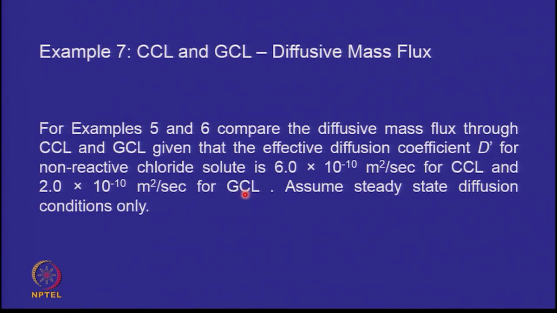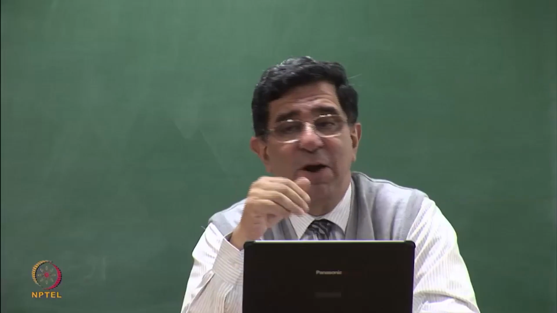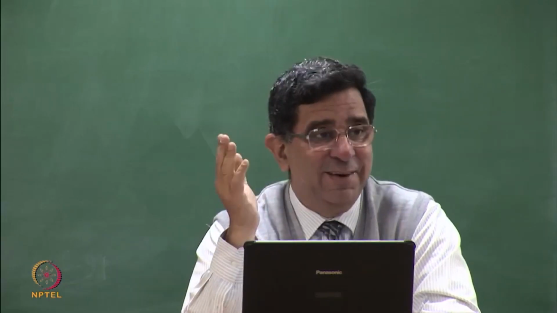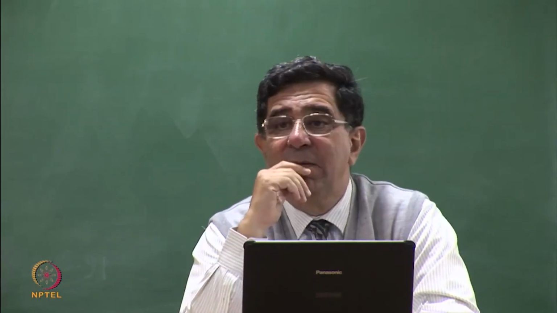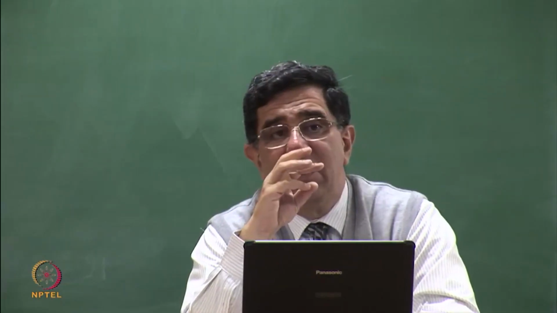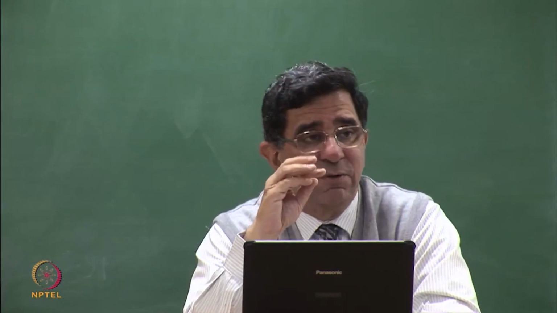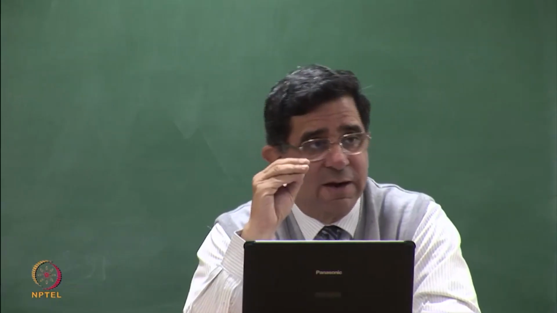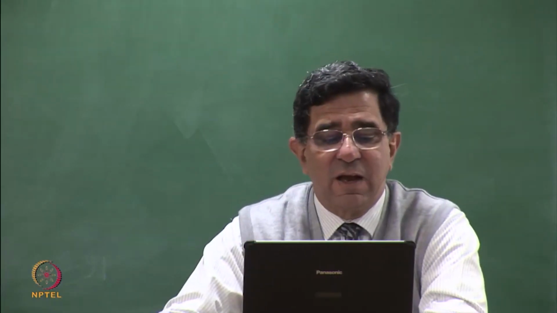permeabilities can vary by 100 times or 1,000 times: 10 to the power of minus 7, 10 to the power of minus 9, 10 to the power of minus 13, right? But diffusion coefficients within the soil will vary not more than an order of magnitude: 2, 4, 6, 8. So here it is 6 and here it is 2.